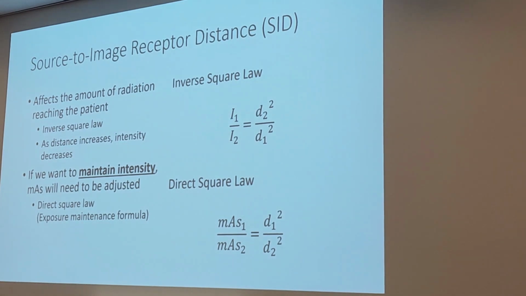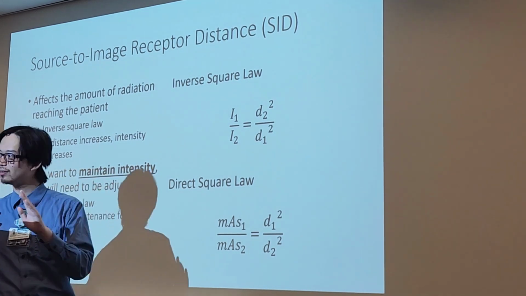Now, because this is chapter 11, we added in the concept of maintenance. Maintaining intensity. So if I increase my SID and my intensity at the IR is going down, oh no, but I want a good image. I need to keep my intensity the same. I want to maintain intensity even though I'm changing distance. That brings us to a new equation called direct square law.